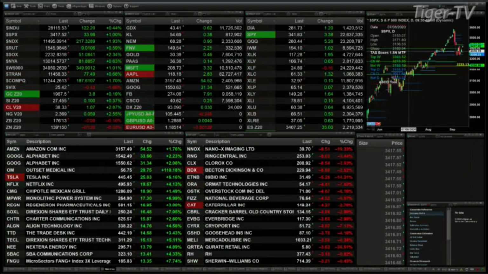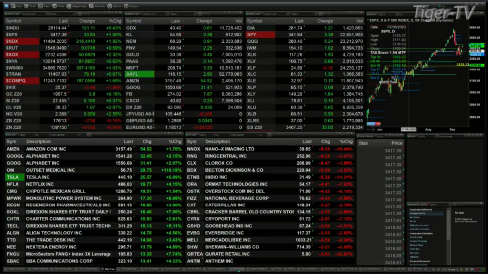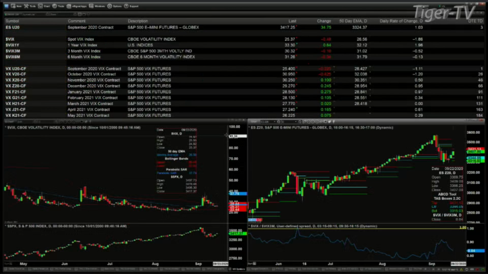Well, in order to do that, there's a couple of things that we want to take a look at. The first is the spot volatility index. Where is that trading in relationship to its 50-day exponential moving average? Right now it is below the 50-day. The 50-day is priced at 26.56. We're trading at 25.37.